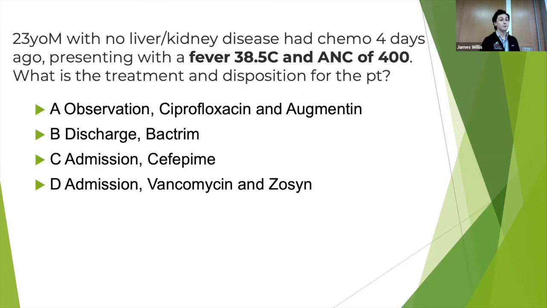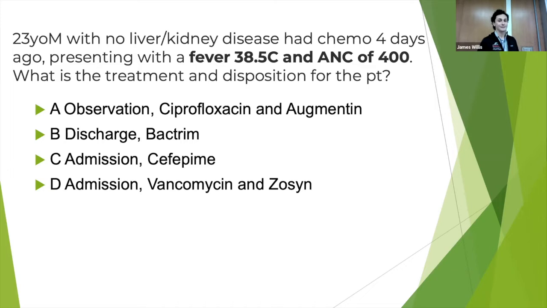So this next one is a 23-year-old male with no liver or kidney disease, had chemotherapy 4 days ago, and is presenting with a fever and an ANC of 400. So in this case, what do you think the treatment and disposition for this patient would be? Would it be admission with IV antibiotics, observation with some PO antibiotics, or a discharge with Bactrim?